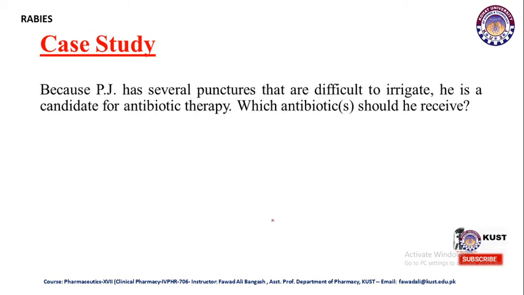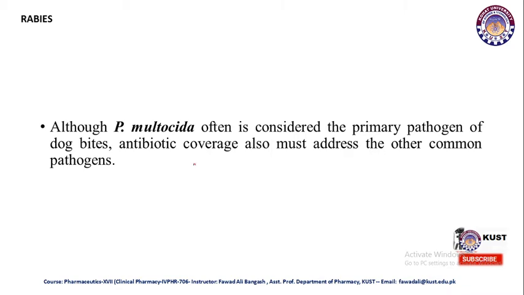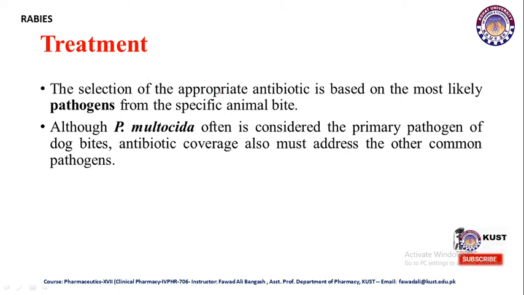Case study. Because PJ has several punctures that are difficult to irrigate, he is a candidate for antibiotic therapy. Which antibiotic should he receive? Although Pasteurella multocida often is considered the primary pathogen of dog bites, antibiotic coverage also must address the other common pathogens. The selection of the appropriate antibiotic is based on the most likely pathogen from the specific animal bite.